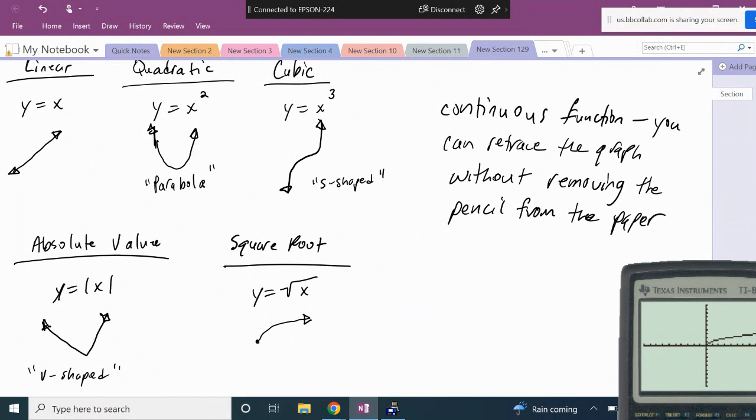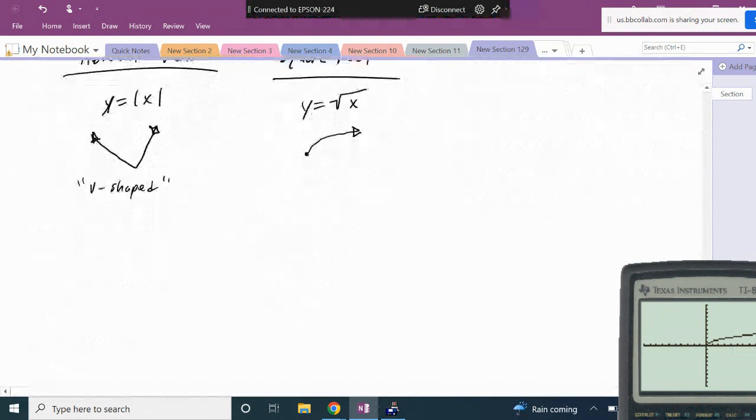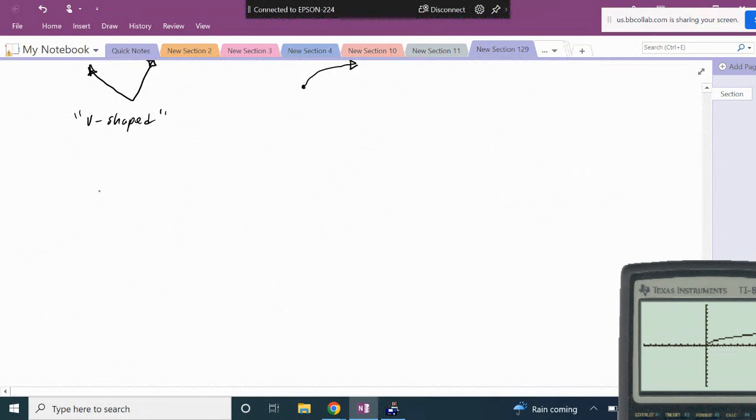For a discontinuous graph, in order to trace the entire graph, you trace a portion, then you have to remove your pencil from the paper and put it back on to retrace the graph. So the next two functions we're going to take a look at are discontinuous functions. All right, so we have what's called the reciprocal function.